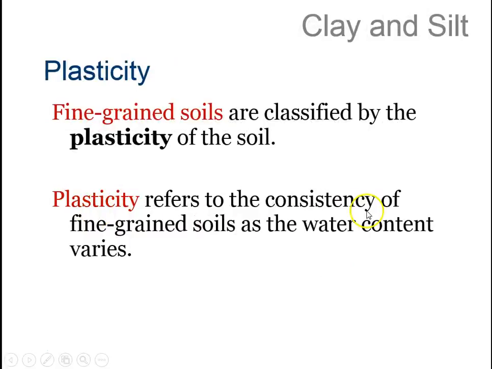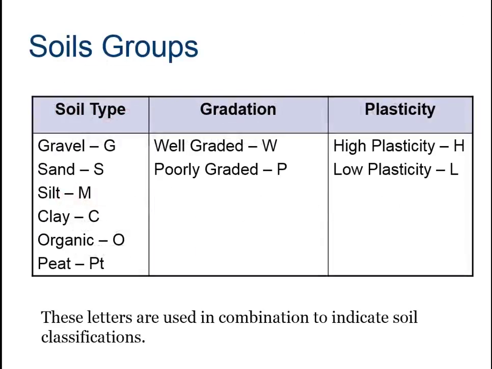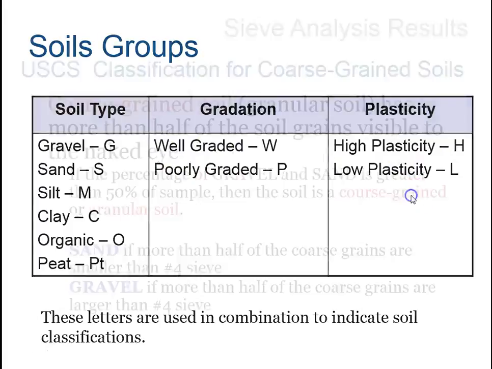Plasticity refers to the consistency of the fine-grained soil. Does it stick together? Can you roll it into a little ball and it'll stick together? We have our different soil types. You should write down each one of these abbreviations. Gradation says well graded or poorly graded. Are all the different sizes of it in this part of dirt we're looking at, or is it all one size? And then plasticity, high or low.